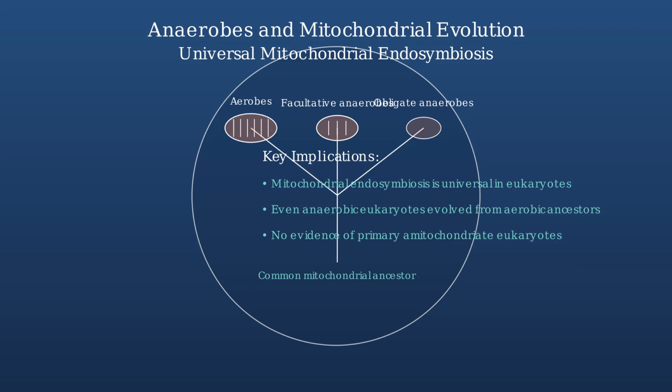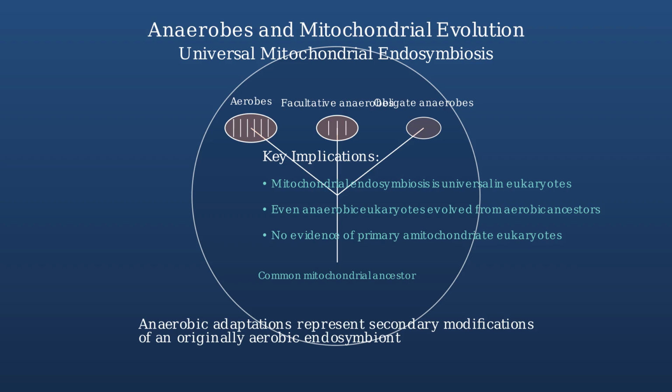All eukaryotes, including anaerobes, evolved from aerobic ancestors with mitochondria. There's no evidence for eukaryotes that never had mitochondria. These anaerobic adaptations are secondary modifications of an originally aerobic endosymbiont, supporting the universality of mitochondrial endosymbiosis in the evolution of all eukaryotic cells.